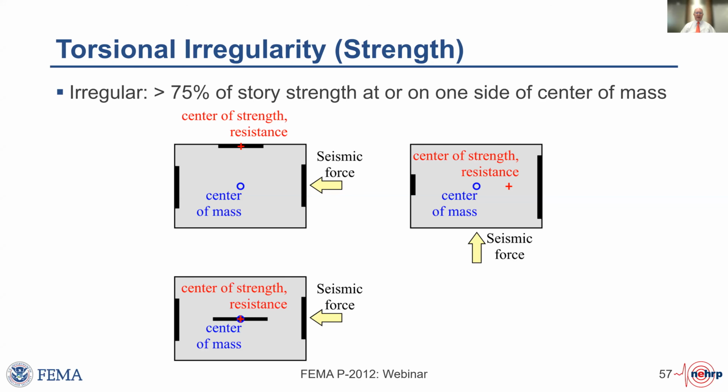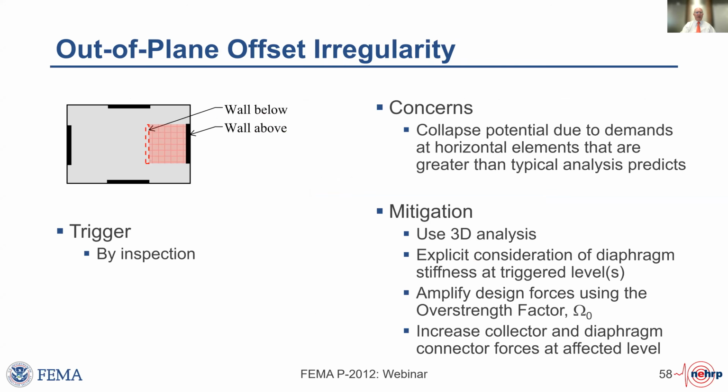In the bottom case, all of the resistance is at the center of the building in the left-right direction. So again, when the real ground motion that it's experiencing is not perfectly concentric, we could get twisting that we would not have anticipated. So these would be irregular, and we'd have to think about the requirements as outlined in ASCE 7-22. Moving on to the out-of-plane offset irregularity.